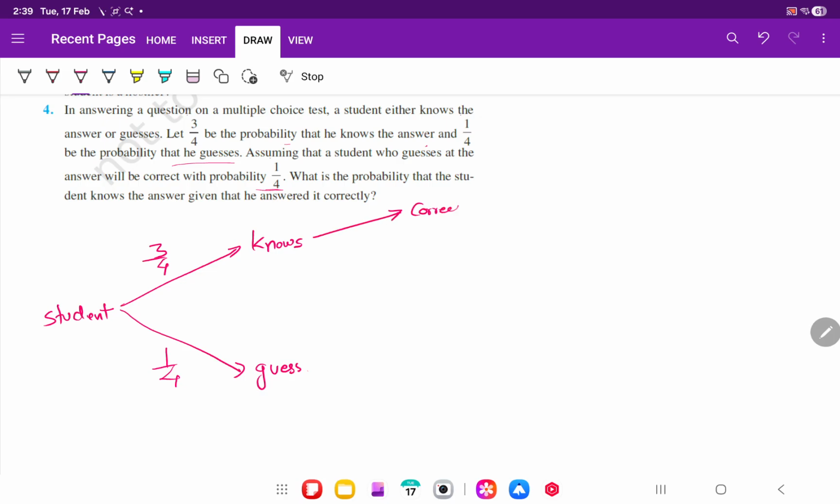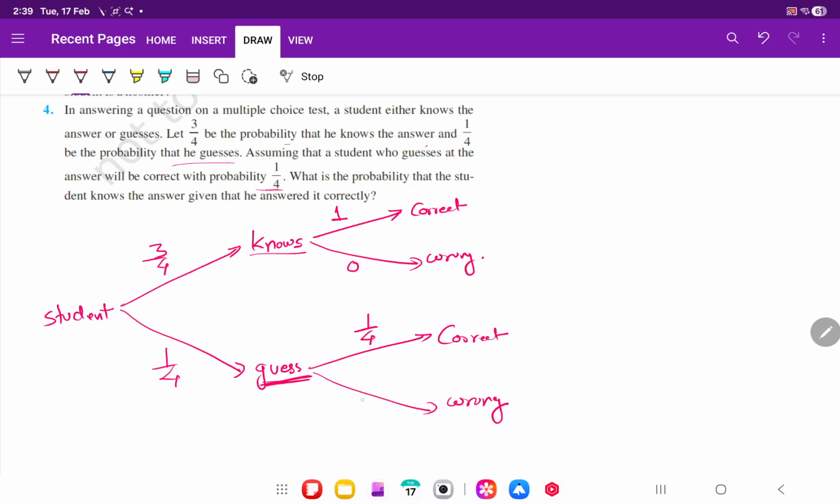If he knows, the answer may be correct or wrong. If he guesses, also two possibilities, maybe correct or maybe wrong. If he knows and it is correct, the possibility is 100% correct. Wrong is 0, correct? If he knows, he knows. If he is guessing and the answer is correct, chances are only 1 by 4. So the remaining chances are it will be wrong. Because if he knows, it has to be correct 100% of times, which is 1. Okay, so this is the chart.